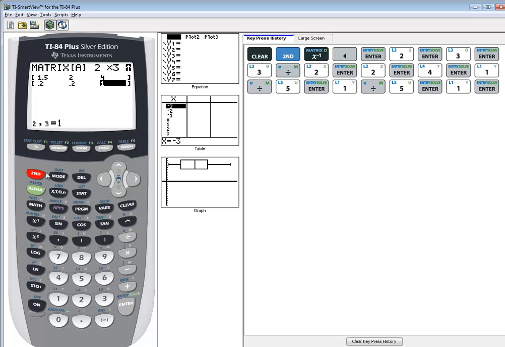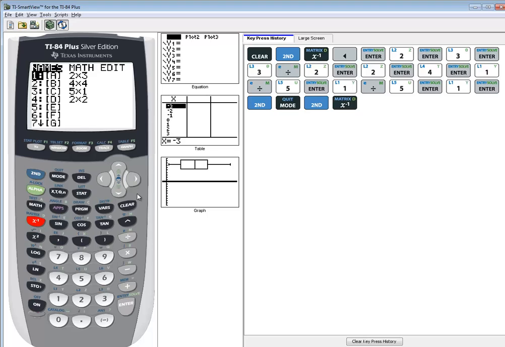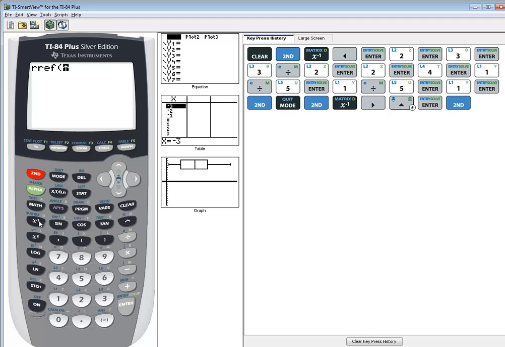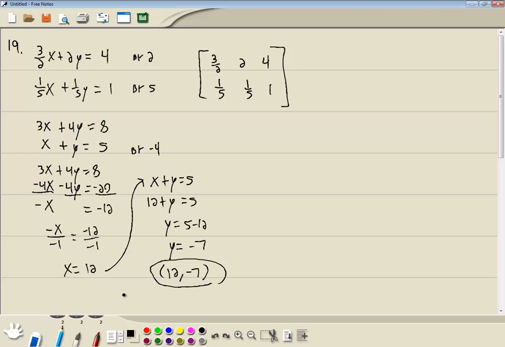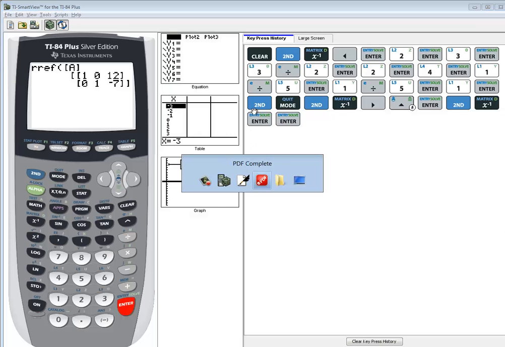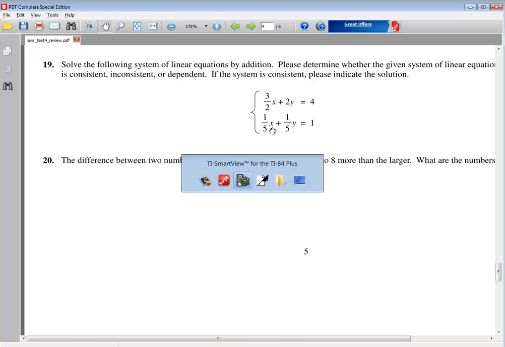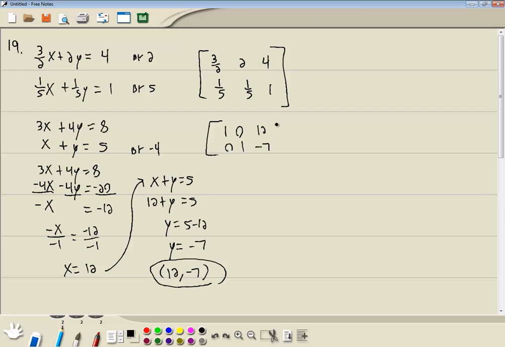And then I'll exit out, so I'll do second mode. Now I'm going to do REF, so do second x to negative 1, right arrow to math, up arrow to REF, press enter, go back in the matrix menu, do enter on A, enter again. And we get 12, negative 7. Our first 2 by 2 is a diagonal 1, zeros everywhere else, means it worked. It means this is x and this is y, and matches what we came up with here.